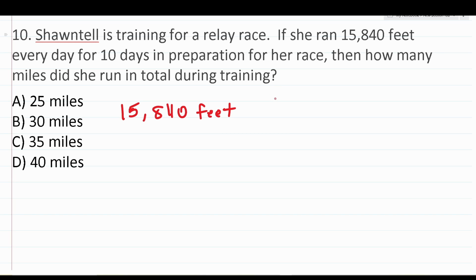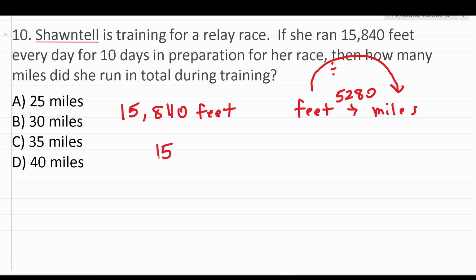So the first thing you should do in this case is convert these feet to be in terms of miles. Since we're going from a smaller unit to a bigger unit, we're going to be dividing. What are we going to be dividing by? Well, you have to know that there are 5,280 feet in every mile. So to convert this 15,840 feet to miles, we're simply going to divide it by 5,280.